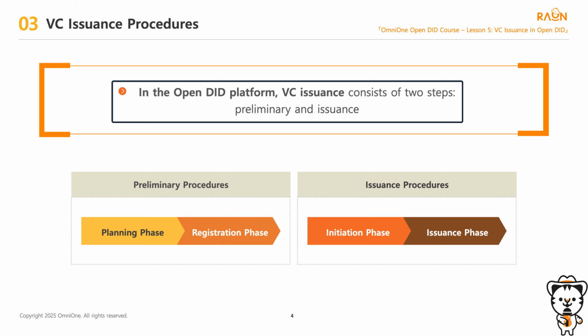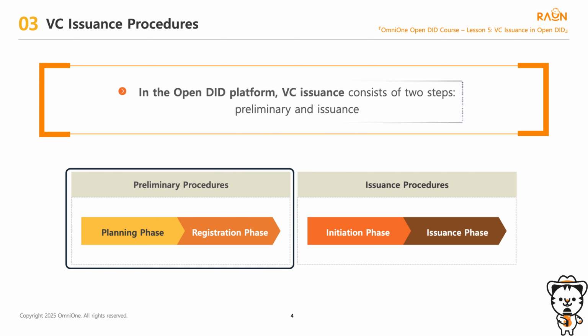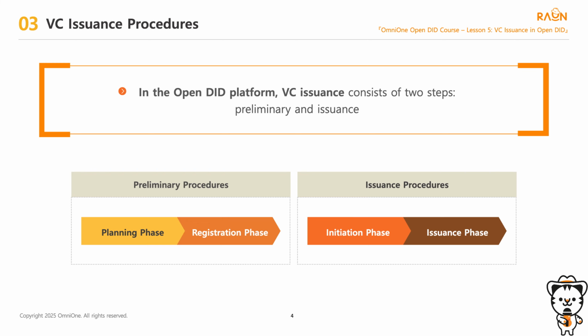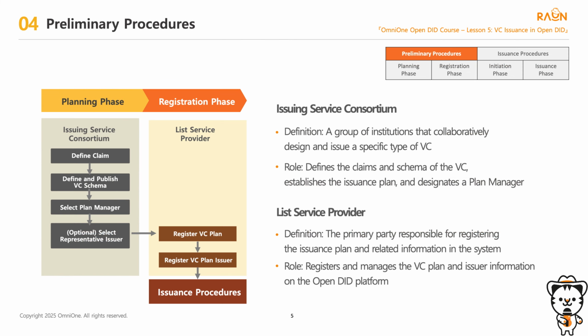In the OpenDID platform, VC issuance consists of two main stages: preliminary procedures and issuance procedures. The preliminary procedures involve planning and registering the necessary information ahead of time. The issuance procedures are where the actual credential is created and issued. We'll take a closer look at each step next. Let's begin with the preliminary procedures.